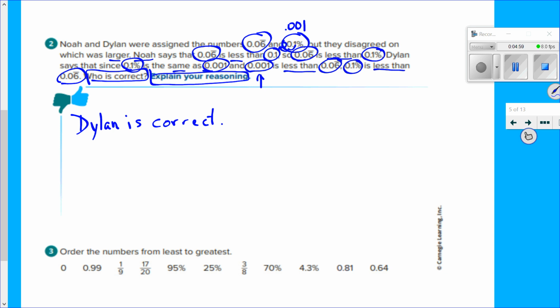My reasoning would be Noah didn't convert the percent to a decimal.